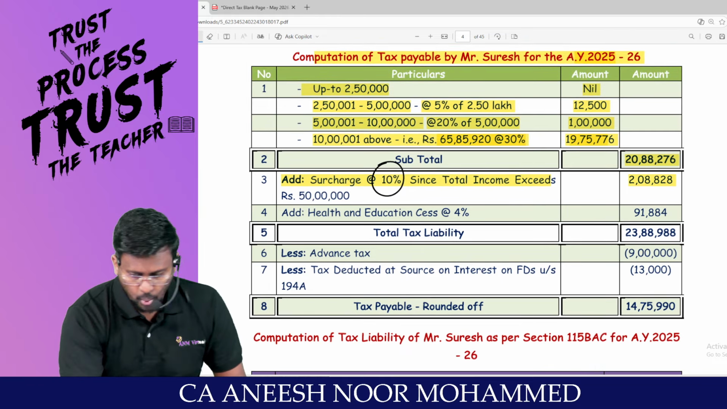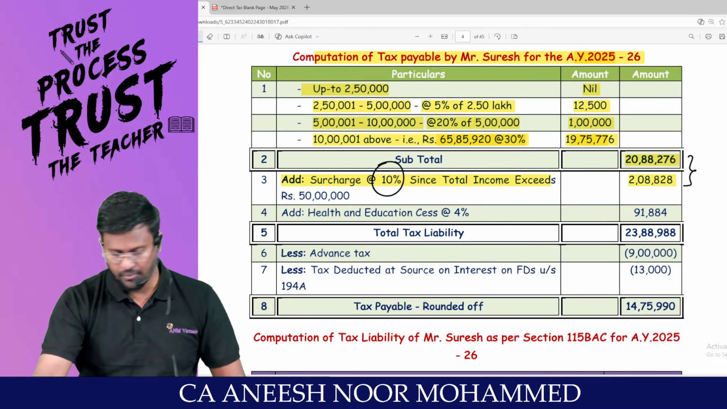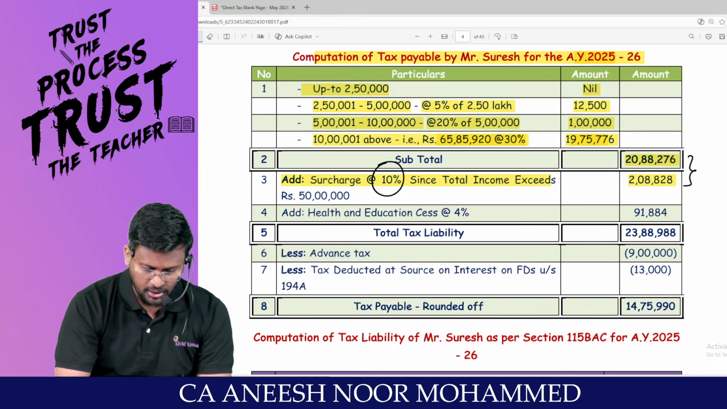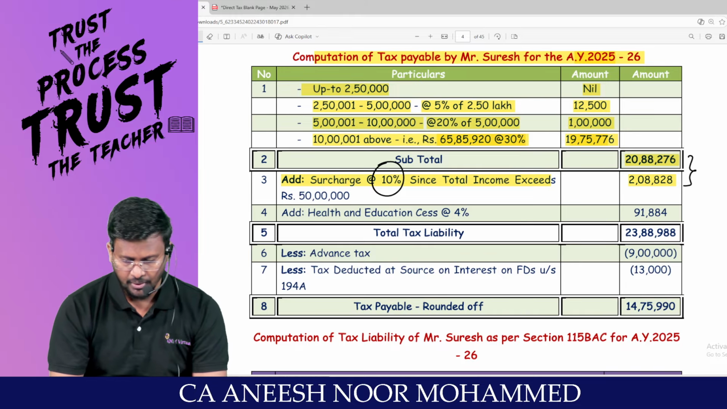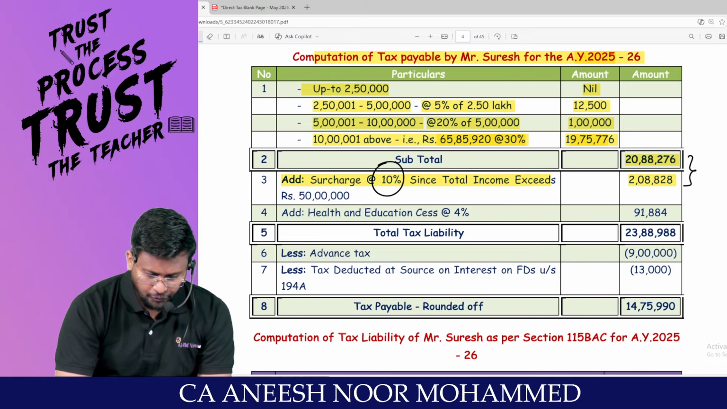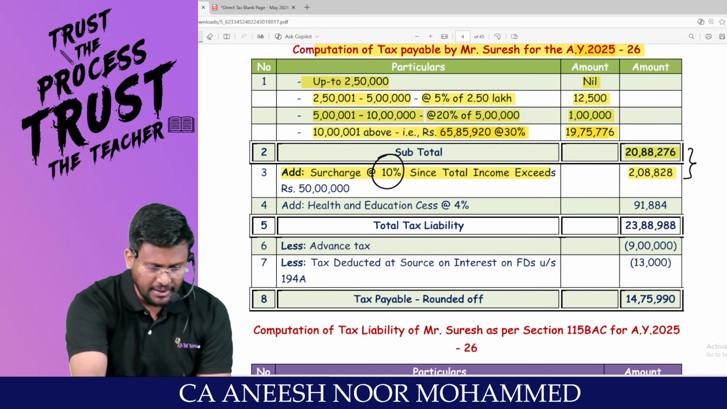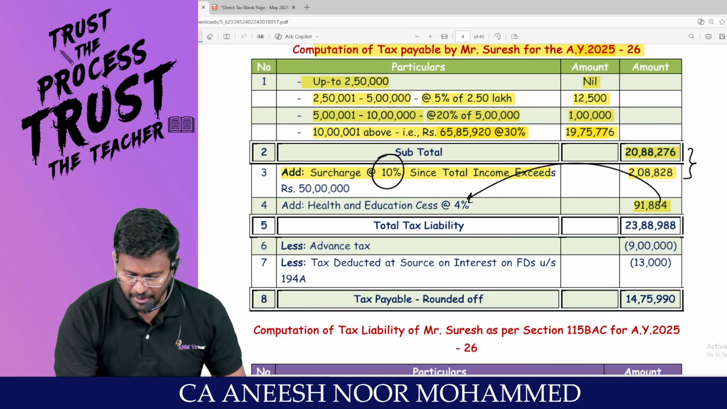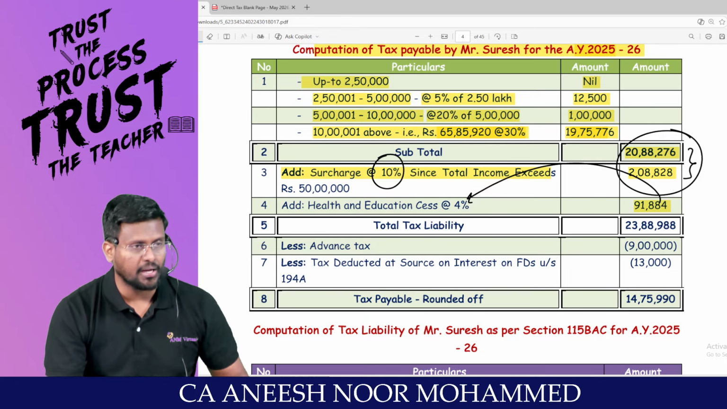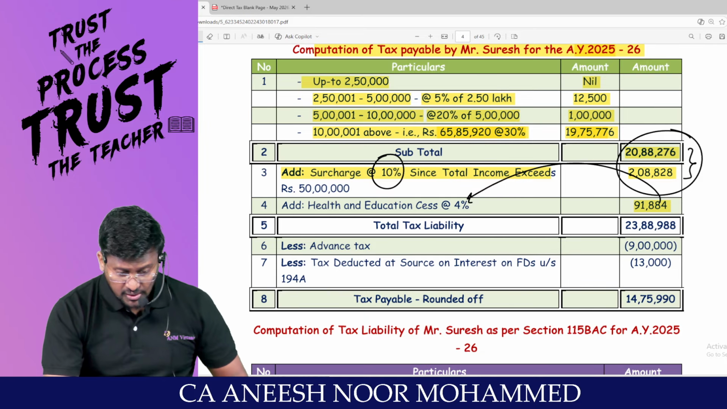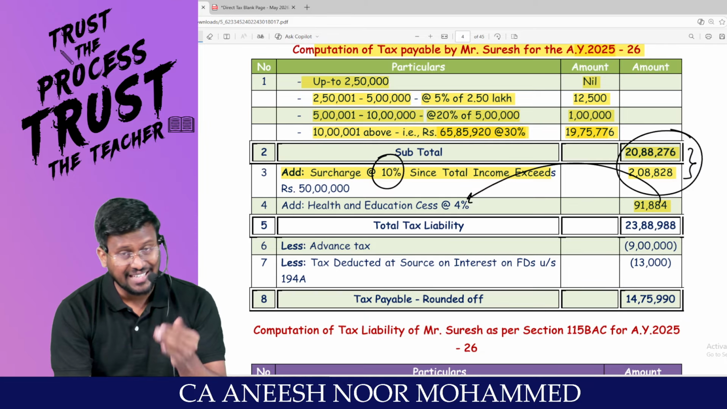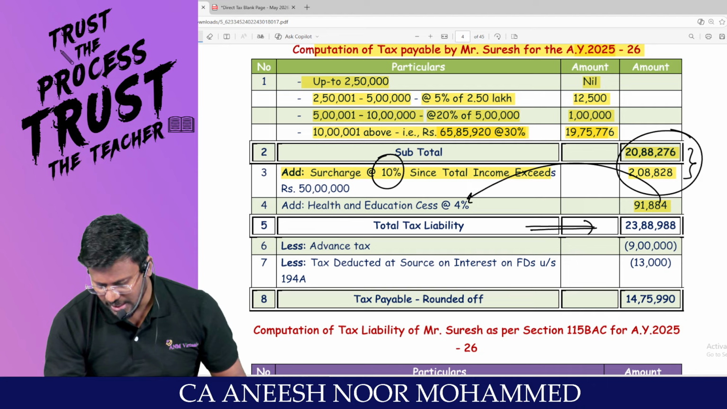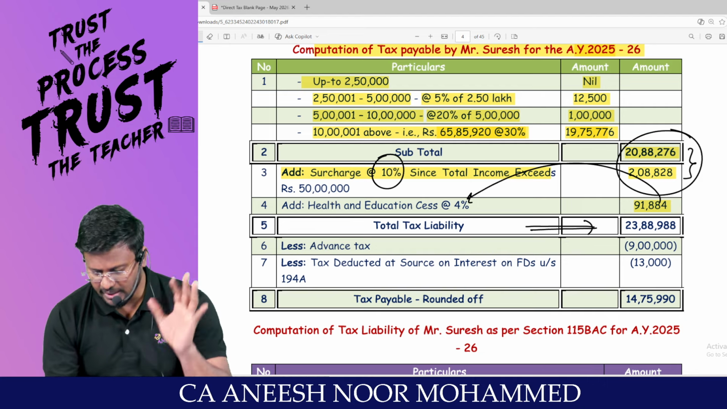Please add it: 20 lakh 88,276 into 110%, into 4% comes to 91,884, which is the health and education cess. My dear lovable students, please add both and apply 4%, because surcharge is also a tax. Tax on tax. Am I right? So you will be getting total tax liability of 23 lakh 88,988.